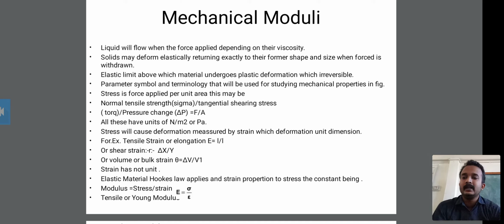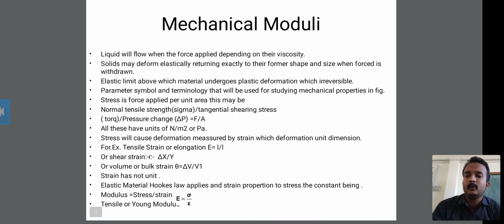ओके, the stress is a force applied per unit area, may be the normal tensile stress such as sigma upon tangential shearing stress and oblique torque, oblique pressure change is equal to delta P is equal to F upon A. Okay, this is the formula of the normal tensile strain. Okay, then all have the unit of Newton per meter square or the Pascal.